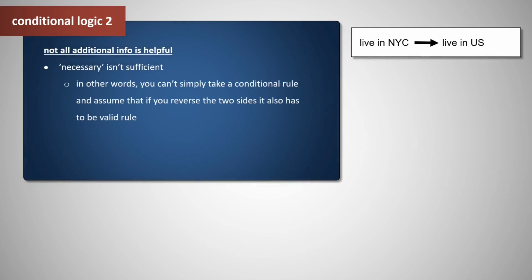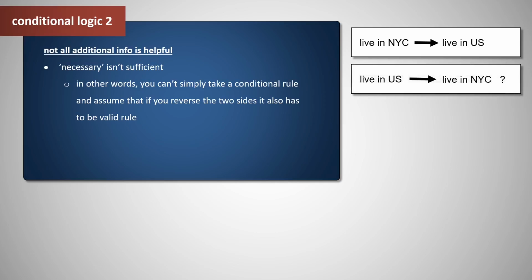In other words, and this is the same thing as with the previous one we did a couple of minutes ago, you can't simply take a conditional rule and assume that if you reverse the two sides, it also has to be a valid rule. If you live in New York City, that means that you live in the United States. Can you simply flip it around and say that's a valid rule as well? If the top one is true, does that mean that the bottom one, that if you live in the United States, then you live in New York City, is true?